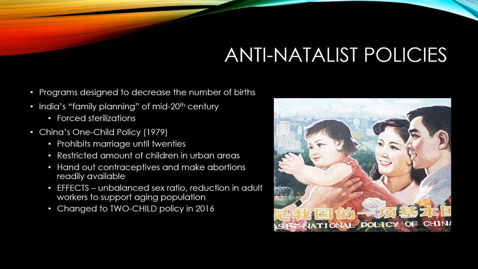We look at antinatalist policies now. We're growing. We got to get smaller. And probably the best example of that is the one-child policy, which I've mentioned a couple times. India, also in the mid-20th century, had forced sterilizations of women. So you're going to see this in stage 2, maybe stage 3 countries. China now currently has a 2-child policy, which has had other effects, such as a reduction in adult workers to support an aging population, but certainly the one-child policy did successfully stem the tide of population growth.